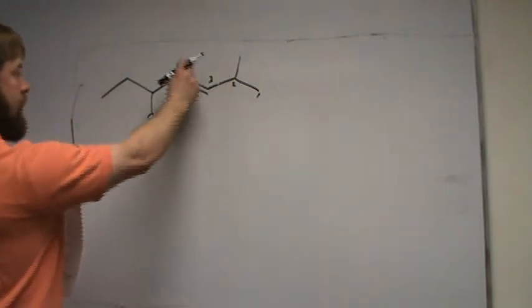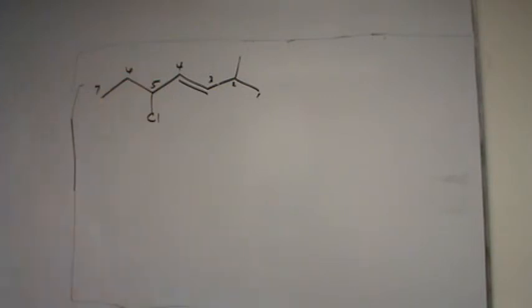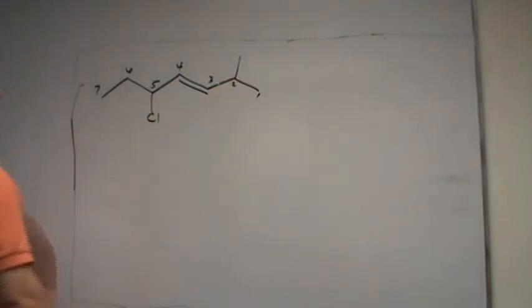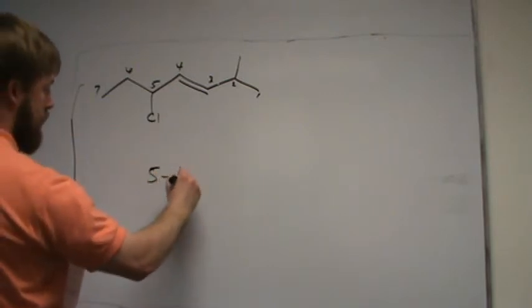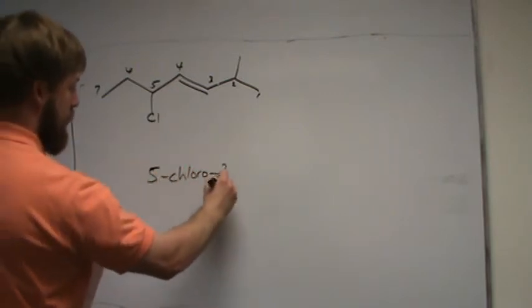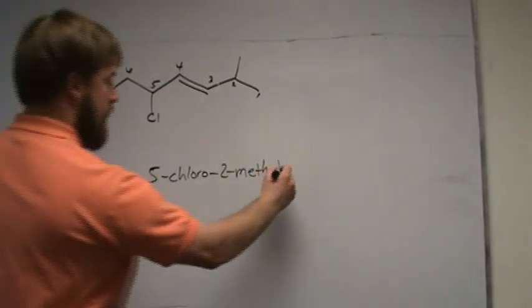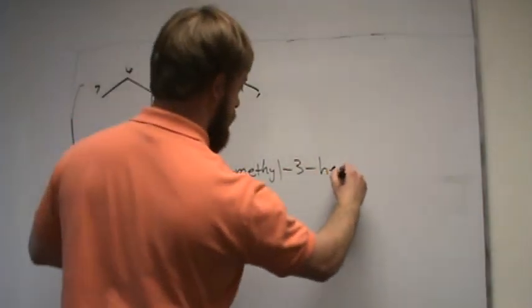1, 2, 3, 4, 5, 6, and 7. So we know we have 2-methyl, 5-chloro, with the double bond starting at carbon 3. So alphabetically it's 5-chloro, 2-methyl, 3-heptene, with 7 carbons, so it's heptene.